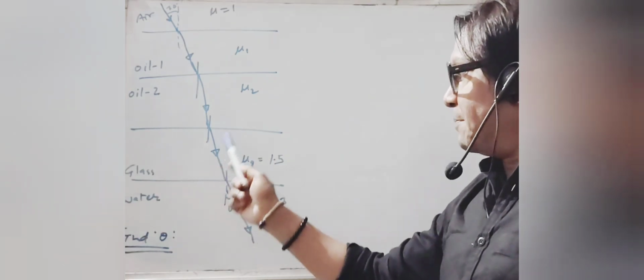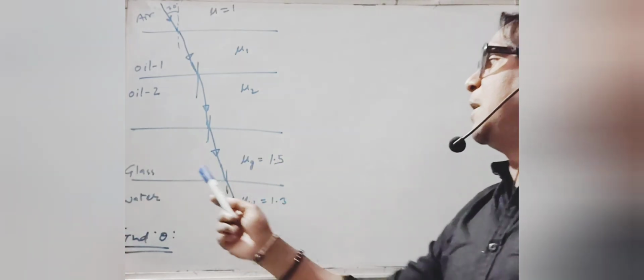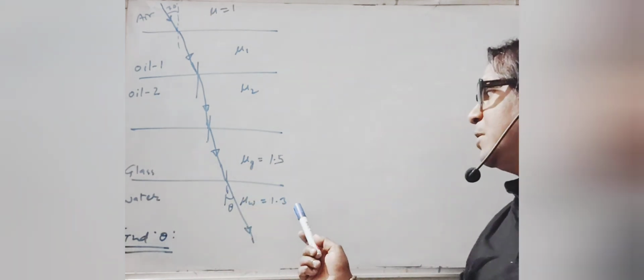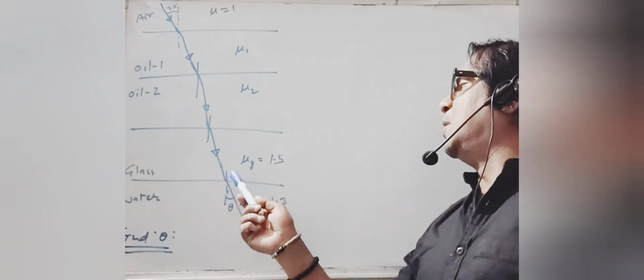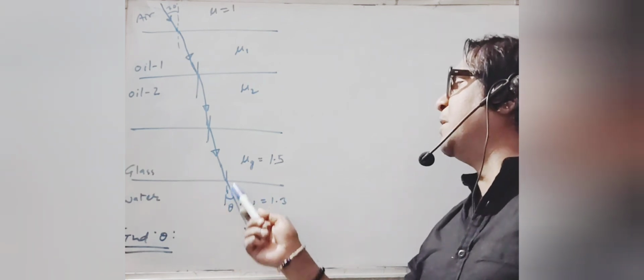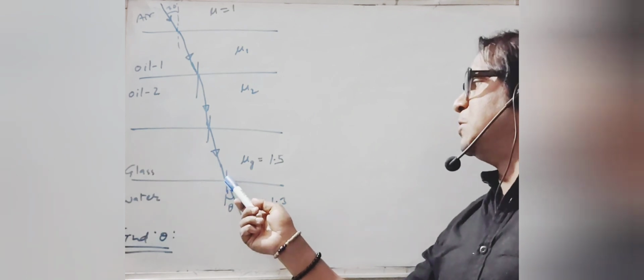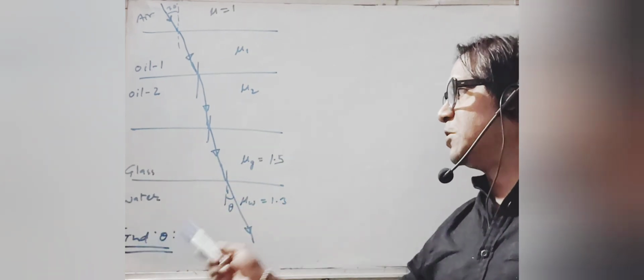Then after it is glass medium having refractive index 1.5, and thereafter it is water having refractive index 4/3. And here in the water medium, the ultimate angle made by this emergent ray with the normal is theta. So you need to find this theta angle.